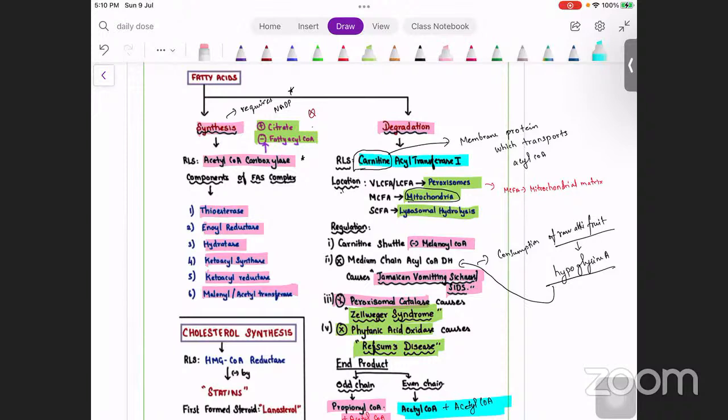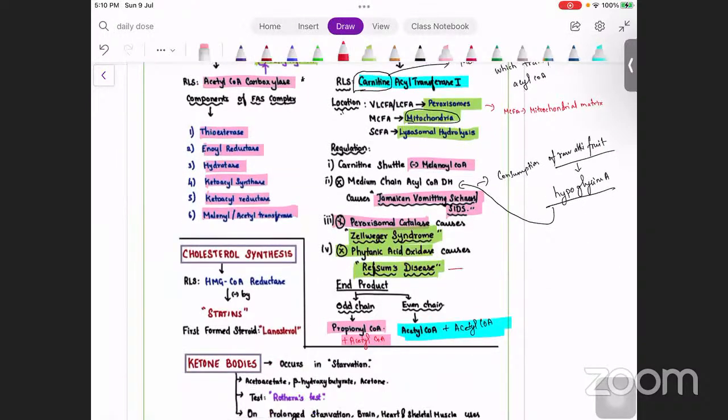Okay. Then you have peroxisomal catalase deficiency, which could result in Zellweger syndrome, or phytanic acid oxidase deficiency, which could result in Refsum's disease. Sometimes they ask Refsum's disease as clinical features. You have to remember the clinical features: cerebellar ataxia and peripheral neuropathy.